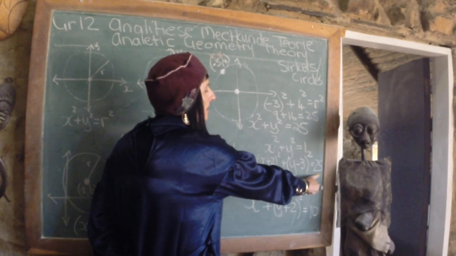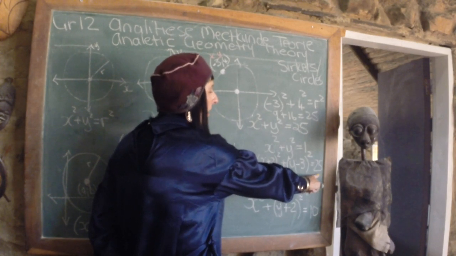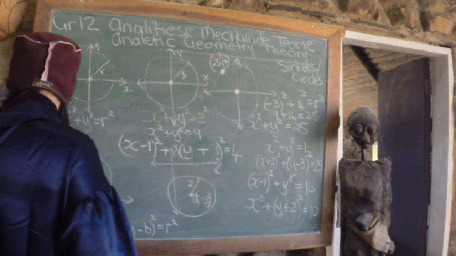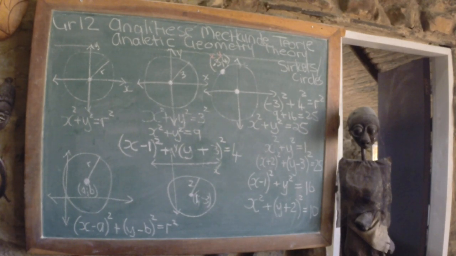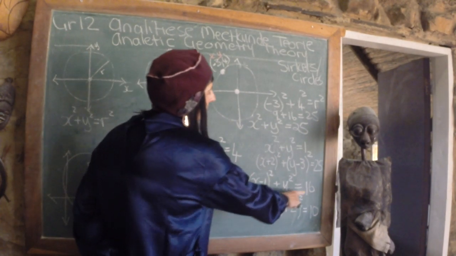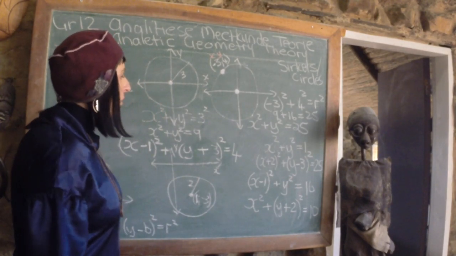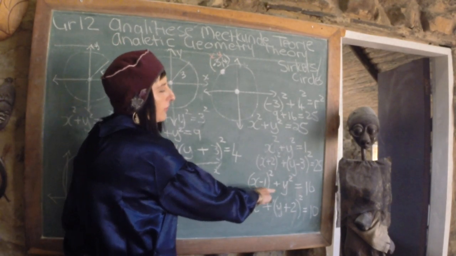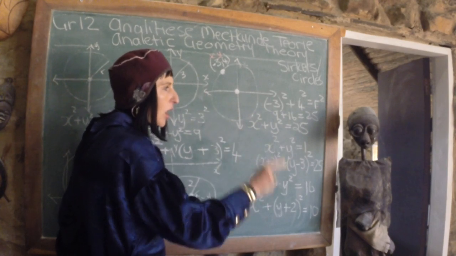The radius is the square root of 25, and that equals 5. So, if you look at the next one, we can quickly see where the midpoint of the circle is going to be. It's not the origin.